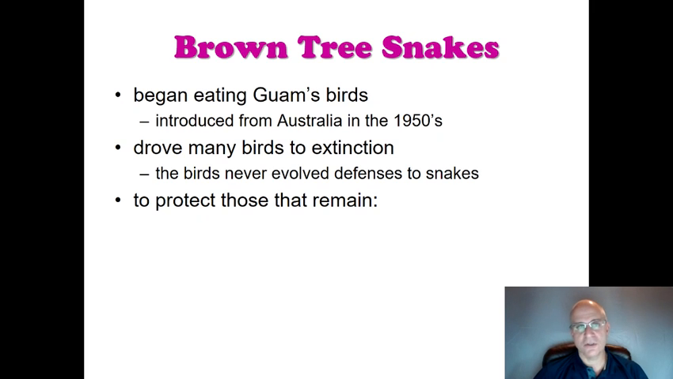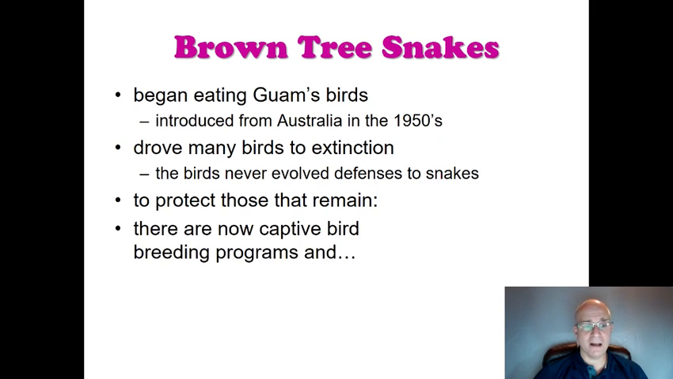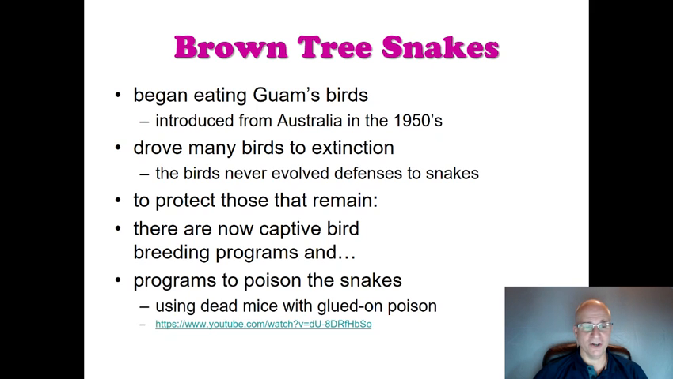So, as the story discusses, how do we protect the birds that are left in Guam? Well, there are now captive breeding programs. So actually, off of the island of Guam, they're trying to raise these birds, eventually to be reintroduced into the island. But there are lots of snakes on the island now. So in order to reduce snake populations, they've got those live traps set up, but they're also poisoning the snakes using dead mice with glued on poison.